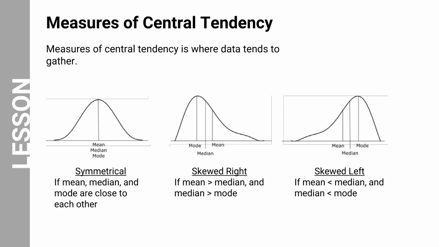If the mean is higher than the median and the median is higher than the mode, the distribution of the data is said to be skewed right, like the curve in the middle. If the mean is lower than the median and the median is lower than the mode, the distribution of the data is said to be skewed left, like the curve on the right of the slide.